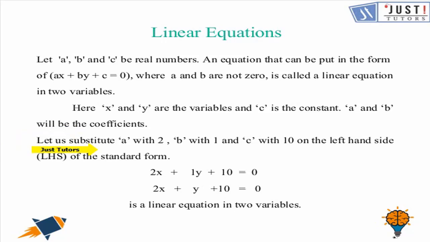For now, let's substitute a with 2, b with 1 and c with 10 on the left hand side of this standard form. So a is replaced with 2, so it would be 2x, likewise b with 1, so that will be 1y, and then c with 10, so that's 10. So the equation becomes 2x + 1y + 10 = 0, which can be rewritten as 2x + y + 10 = 0. So this is a linear equation in two variables.